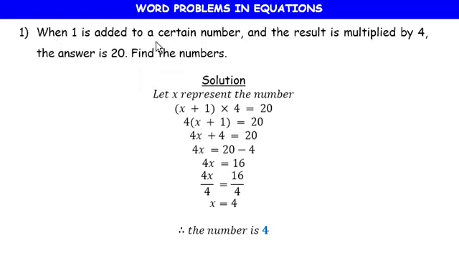When 1 is added to a certain number and the result is multiplied by 4, the answer is 20. Find the number. Right, sorry, it's supposed to be number, so find the number. Okay, so here you didn't see anything like 2x plus 3 is equal to 21. No, you were given a statement in English.